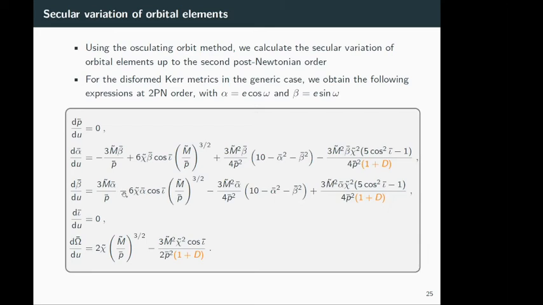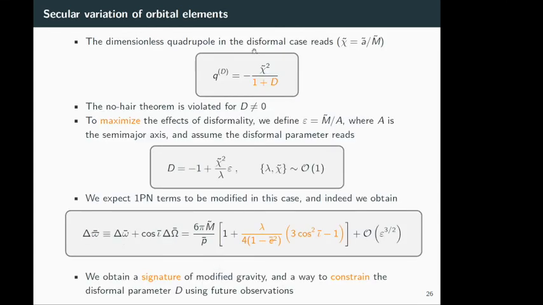Okay, so here these two terms, for instance, are just the usual Schwarzschild precession, which were measured by the GRAVITY group. Here you get some Lense-Thirring terms coming from the dragging of inertial frames, and here you get some quadrupole terms, and the higher order correction to the Schwarzschild precession. But anytime the quadrupole terms appear, you get a rescaling. And what this tells you is that the dimensionless quadrupole in the disformal case is actually rescaled by 1 plus D. So it basically violates the no-hair theorem whenever this disformal factor is non-zero.